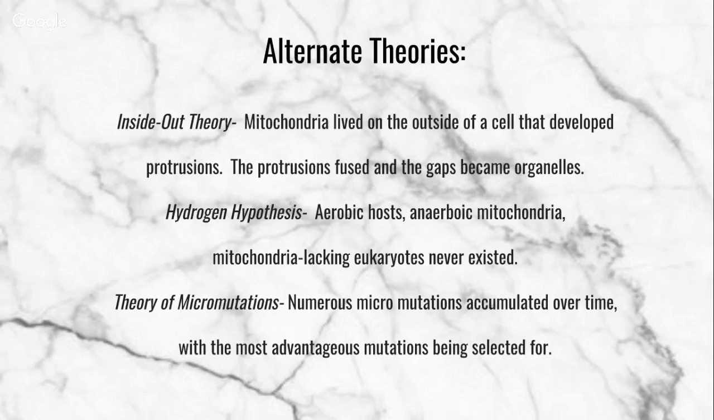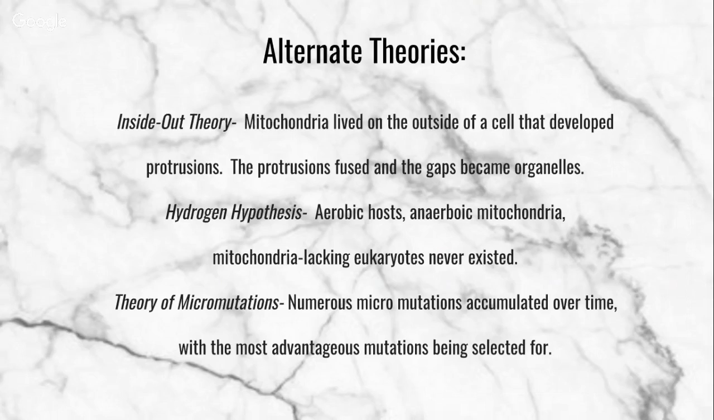The next one is the hydrogen hypothesis, and this basically flip-flops the endosymbiotic theory. It states that they actually had aerobic hosts, so the cell was aerobic, and the mitochondria were anaerobic, meaning they did not need oxygen to produce energy. This theory gets its evidence by explaining the common ancestry between mitochondria and hydrogenosomes, and hydrogenosomes are actually just anaerobic mitochondria. So it explains the common ancestry between these two much more than the endosymbiotic theory.